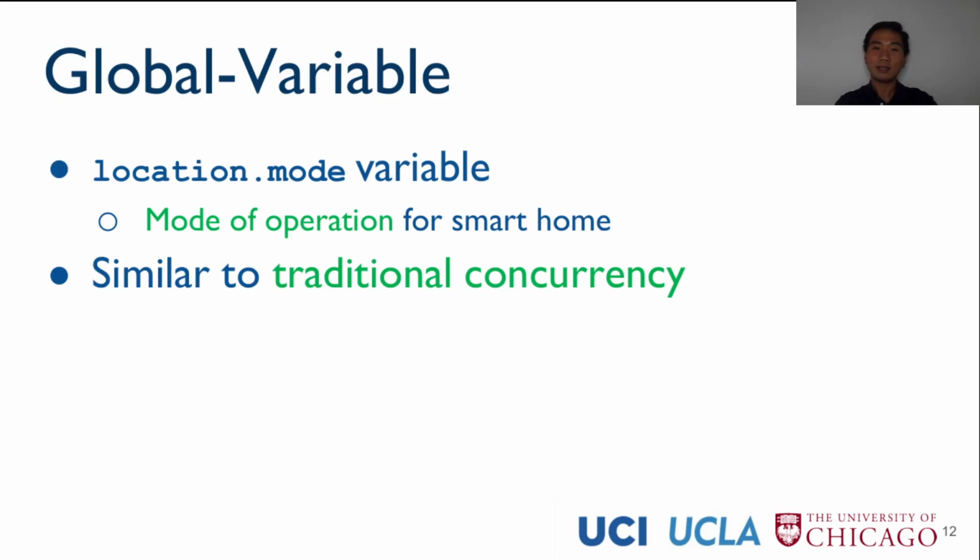In a way, this has a similar effect compared to race detection in traditional concurrency, namely if two apps write different values concurrently to the location mode variable, we have a conflict. Nevertheless, it has its own twists and turns in the context of the smart home environment. I highly encourage you to find more detail about this in our paper.